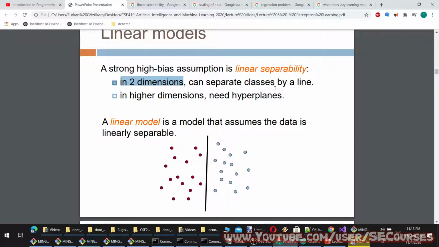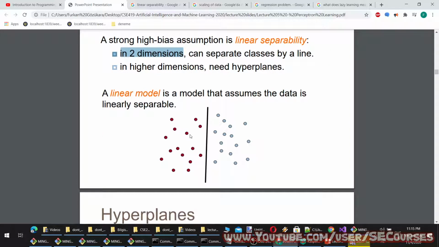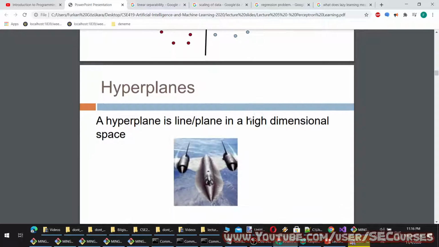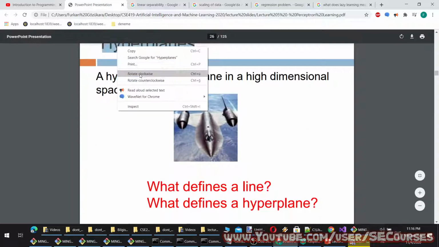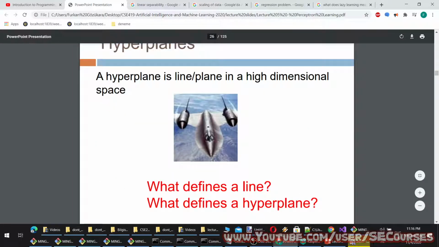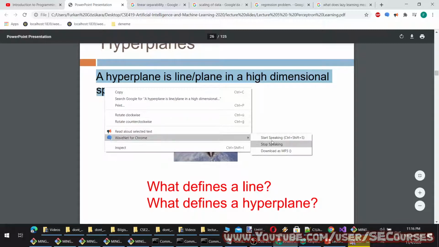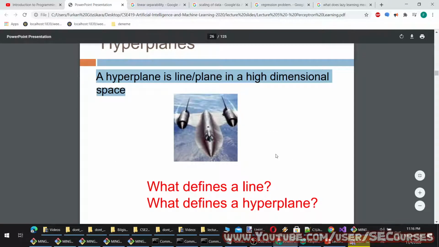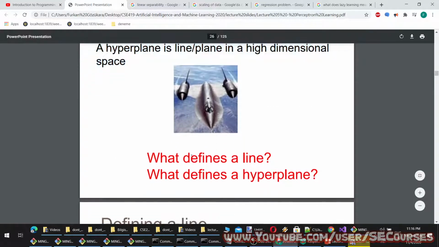We will see them. So this is a model that can be linearly separable. As you can see, it has 2 features. That means it is 2 dimensions, and you can separate it like this. And hyperplanes. A hyperplane is a plane in a high-dimensional space.